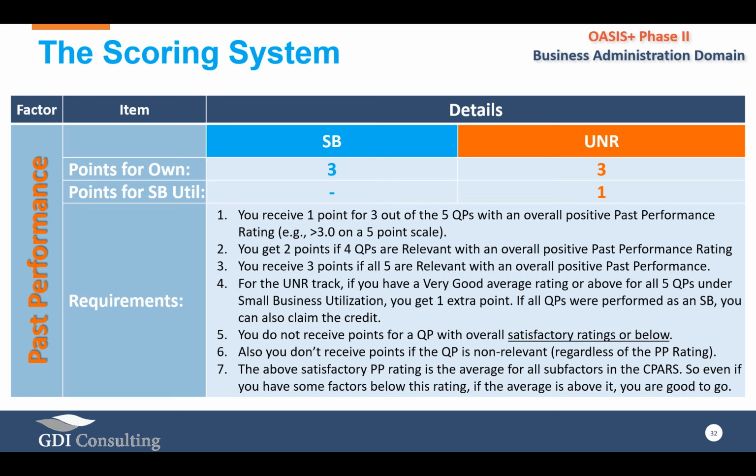And finally, for the UNR track, if all 5 contracts for 5 QPs have a very good or exceptional rating in the CPARs or JP6 form for small business utilization factor, then you get 1 extra point, overall 1 extra point. So that's why UNR is overall 4 points and small business 3 points.